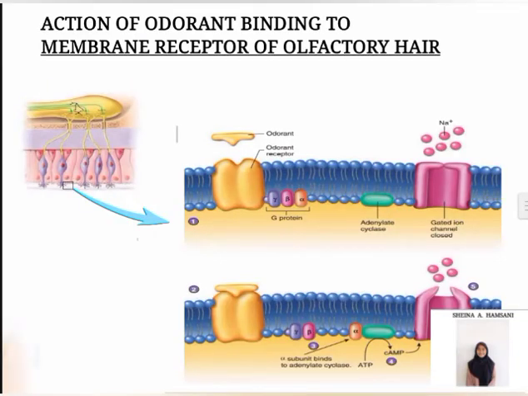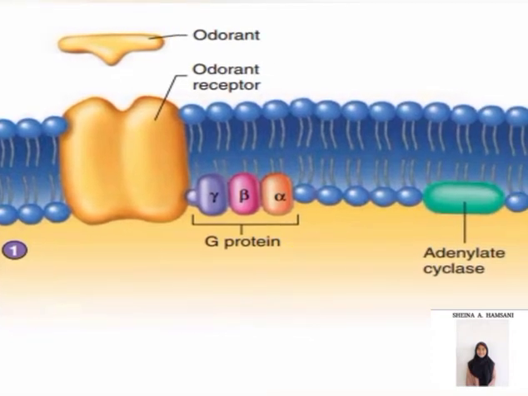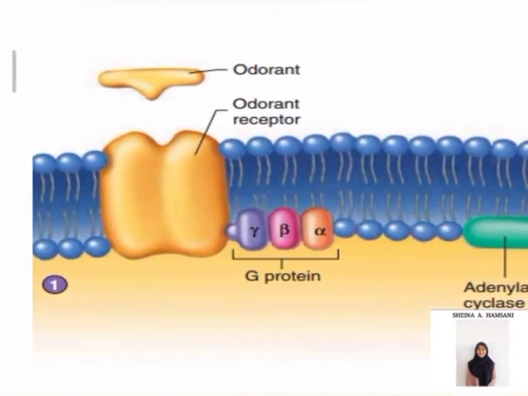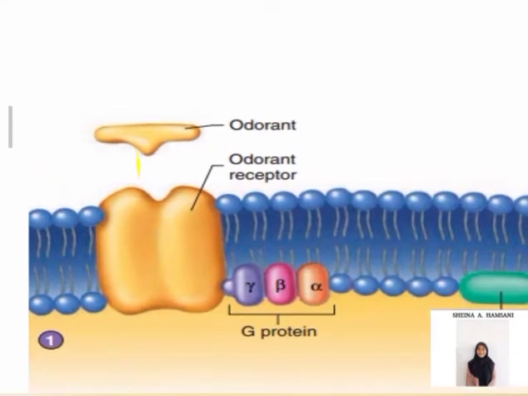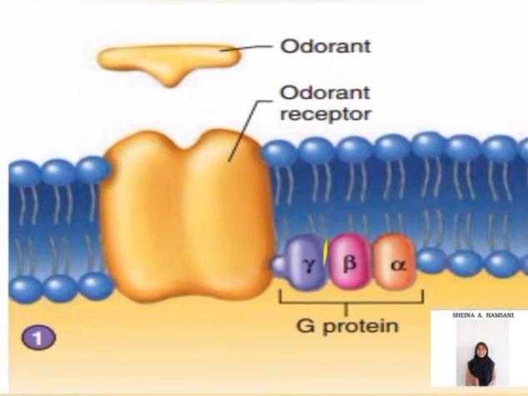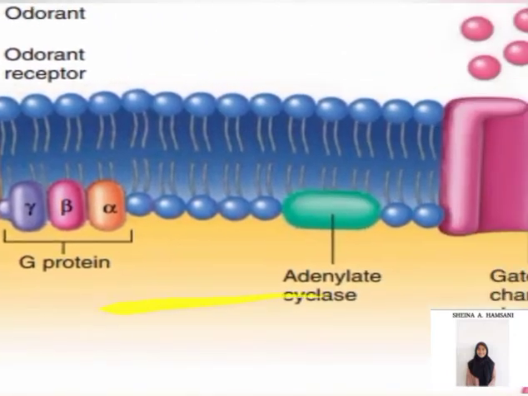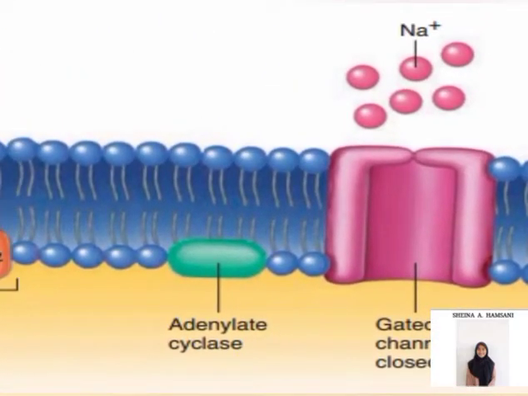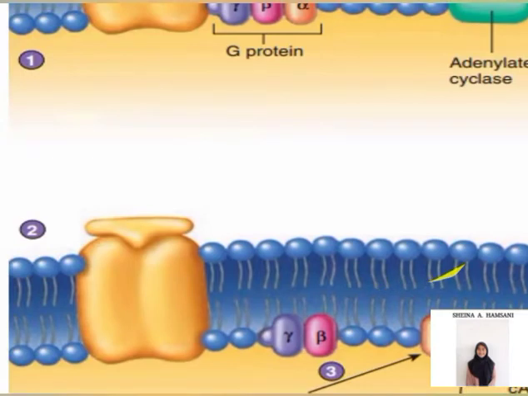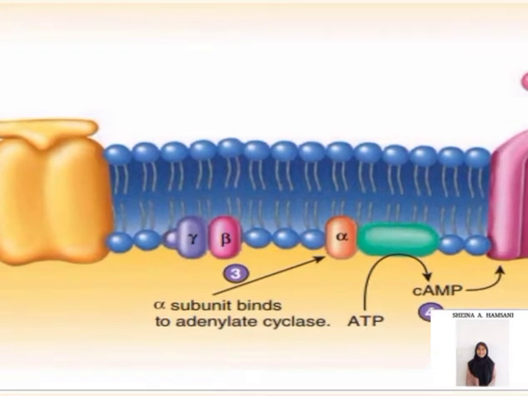In this image, as you can see, image number 1 is the site that is not fully activated. So we have the odorant above, the odorant receptor, the G protein, adenylyl cyclase, the sodium, and the gated ion channel. At the bottom of the image, as you can see, the odorant binds to a specific odorant receptor.